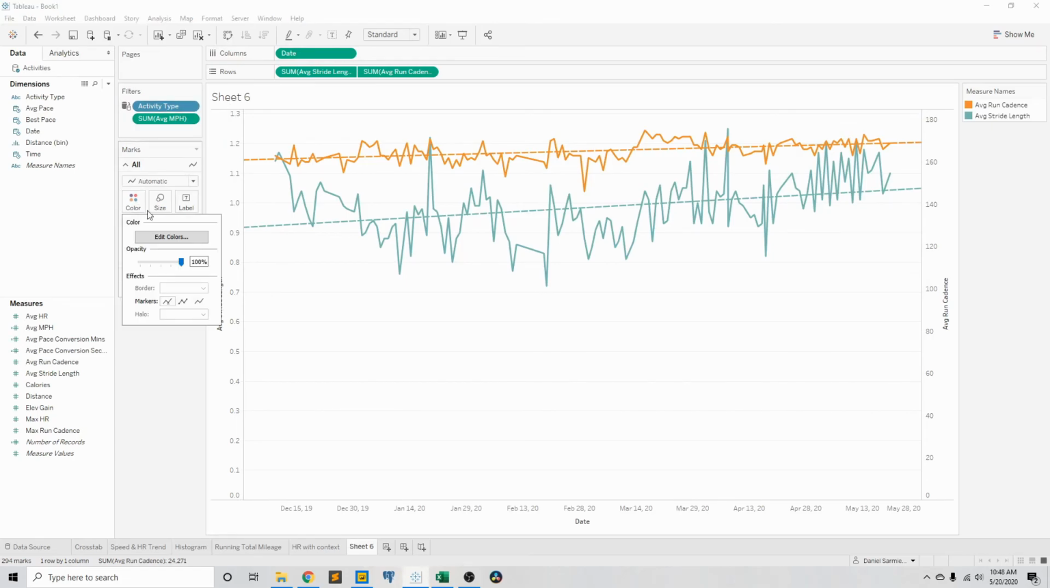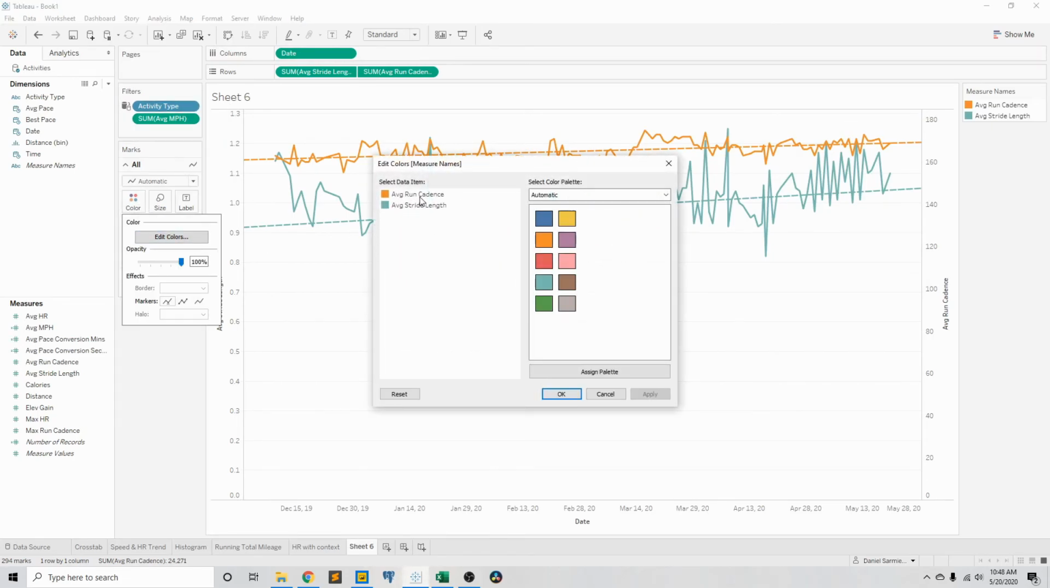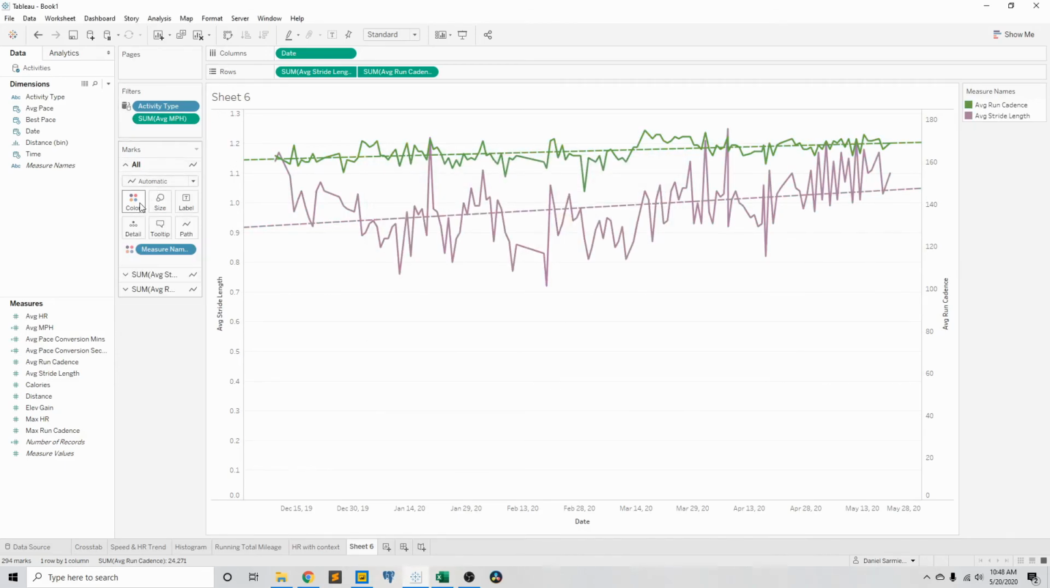So my running cadence, oh, I need better colors for these. So my running stride length will be blue and my running cadence will be green. No, I'm gonna make this purple. Doesn't really matter, we just don't want colors to clash. We want colors to be standardized. So the running cadence has been relatively stable and has taken some dips over here, but you see I'm trending ever slightly upwards towards a faster average running cadence.